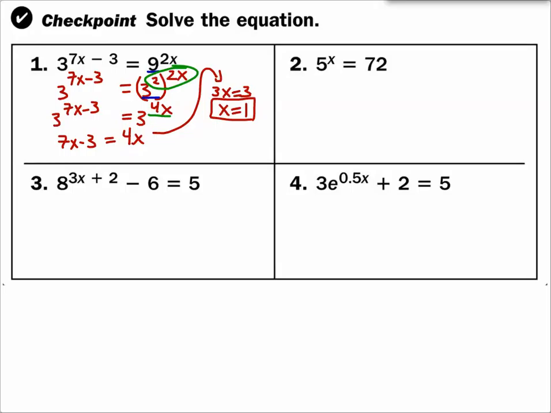But numbers 2, 3, and 4 are all slightly different. So please go ahead and try number 2 if you haven't already. I'll still be here when you get back.